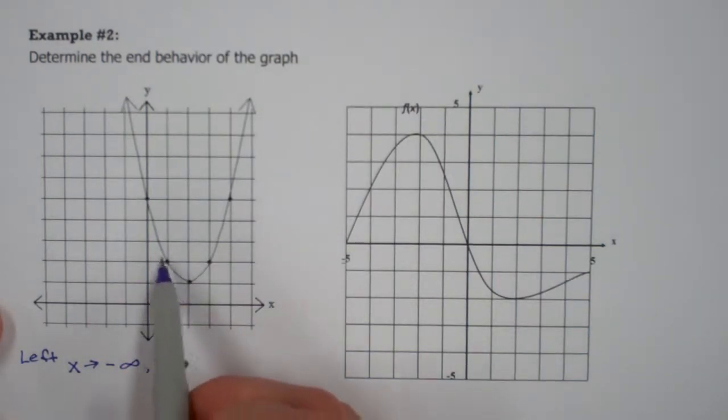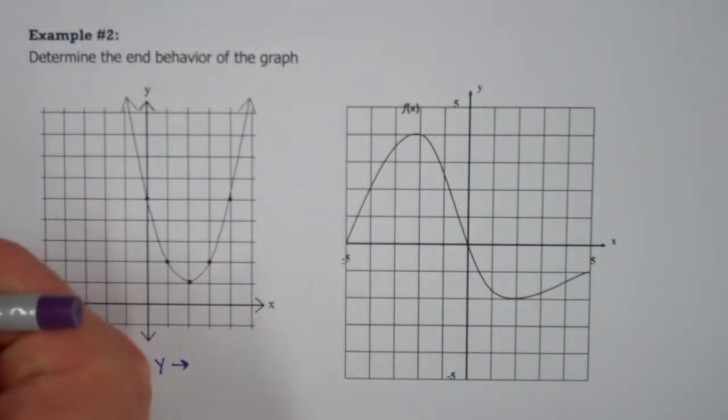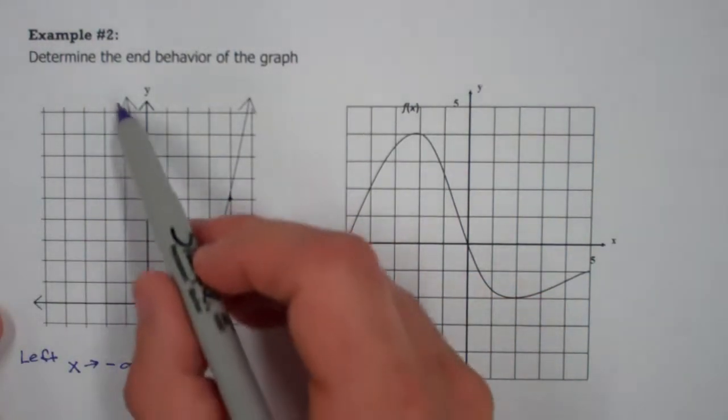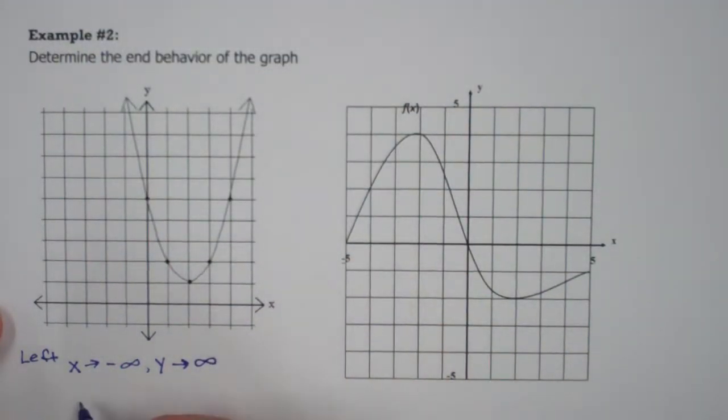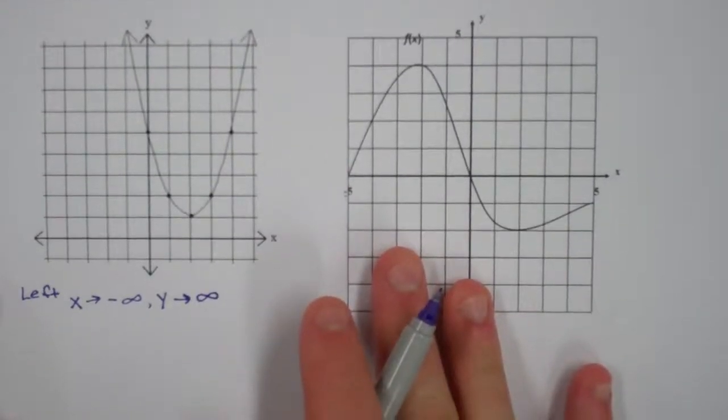You'll notice that as we're on the graph, as we continue to the left or to negative infinity, the end of this graph goes up and up and up to positive infinity. Let me move this up a little bit for you here.